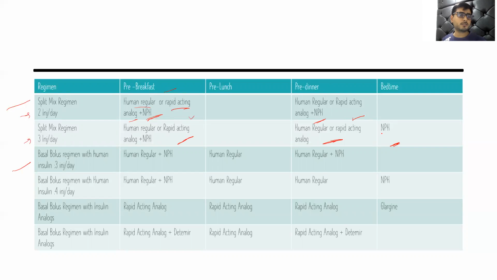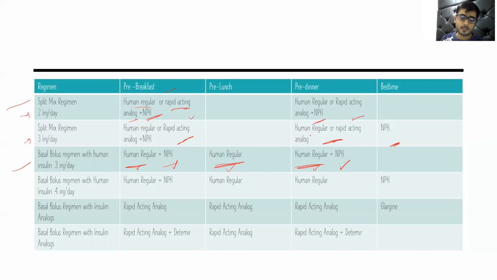And in basal bolus with human insulin, we are giving 3 injections per day or 4 injections per day. If we give 3 injections per day, they are human regular plus NPH, which is again the same. We give a separate bolus of regular insulin pre-lunch, and again a bolus of human regular insulin in pre-dinner. So regular insulin 3 times a day, pre-breakfast, pre-lunch and pre-dinner. So this is a bolus, and this NPH is given at pre-breakfast or pre-dinner.